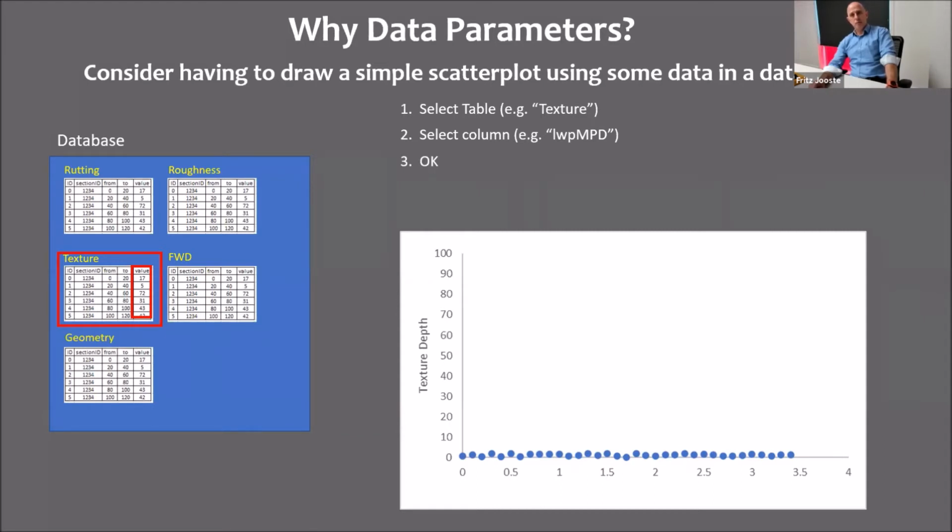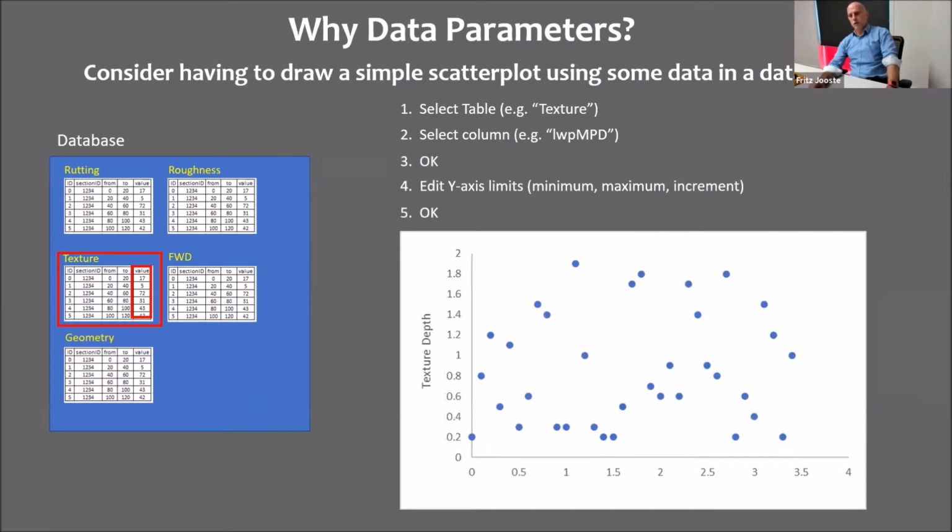So now you've got to present the user with some sort of an input screen that allows them to edit the y-axis limits. So they have to put in a value for the minimum, the maximum, and the increment. Again, click on OK after they've done that. And now there's your graph with your axis limits properly defined. So it took you 5 steps to just get to this graph that you want to see on this specific section of road.